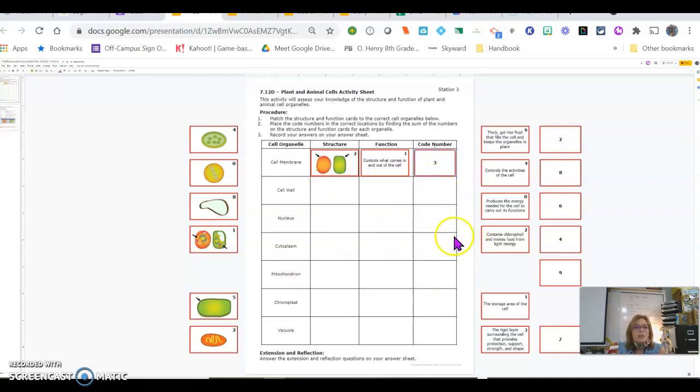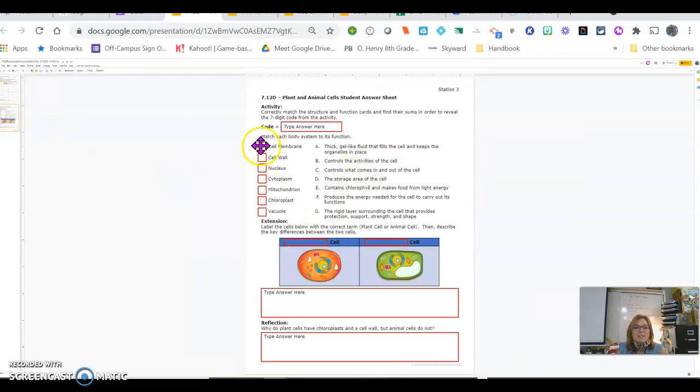So you would go through and you would do all of that, and then slide number 2, it's basically matching the name of the organelle with what it does for the cell. Here, extension, you figure out which one's plant and animal cell, and then you've got a couple more questions. And that's all that you have on this one.